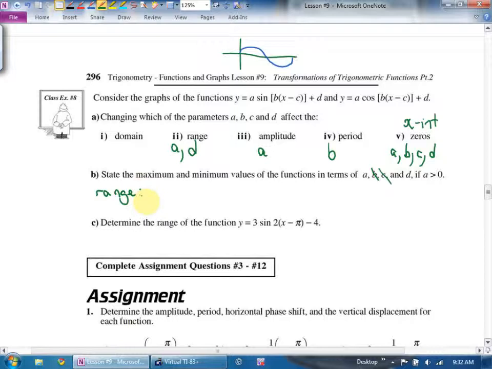The first thing you do is you move it up or down, the vertical displacement. So let's pretend the vertical displacement is up. Boom, to there. D high first. And then from there, you go amplitude down and amplitude up. Let me say that again.